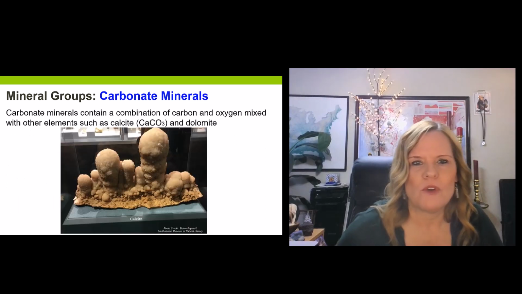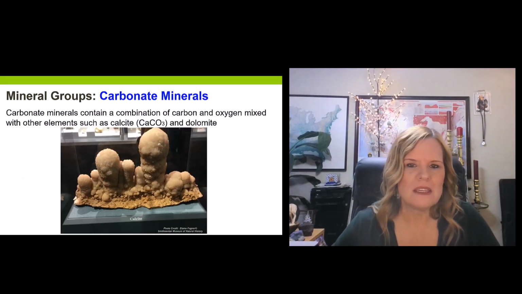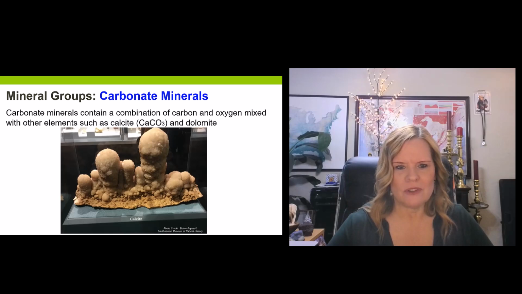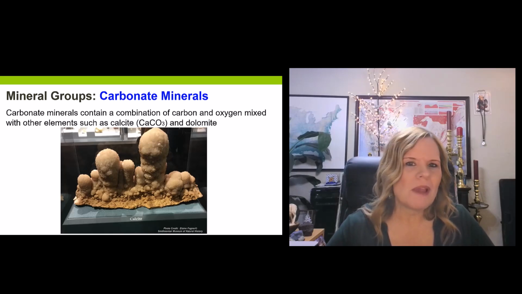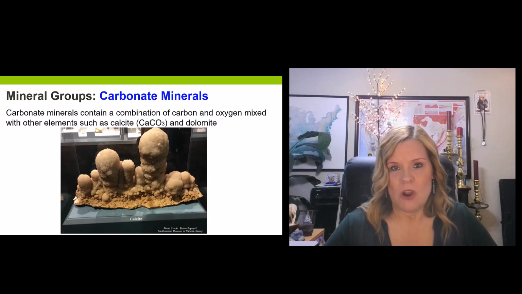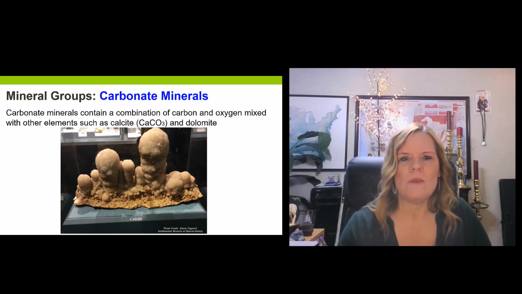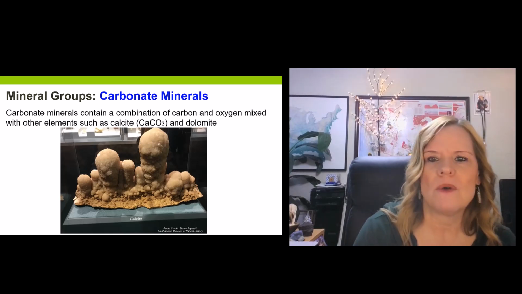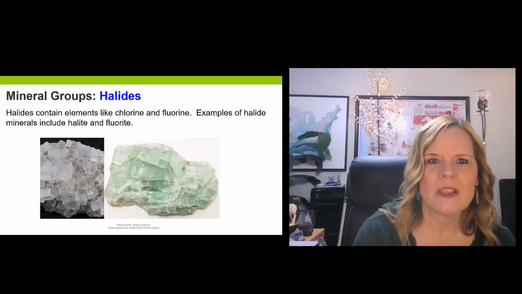The next mineral group are carbonate minerals, and these are a combination of carbon and oxygen mixed with other elements. For example, calcite, here's your classic chocolate-looking calcite, and dolomite. These are very, very common minerals that are a calcium carbonate type base. So carbonate minerals are often associated with marine environments, not always, but most of the time.